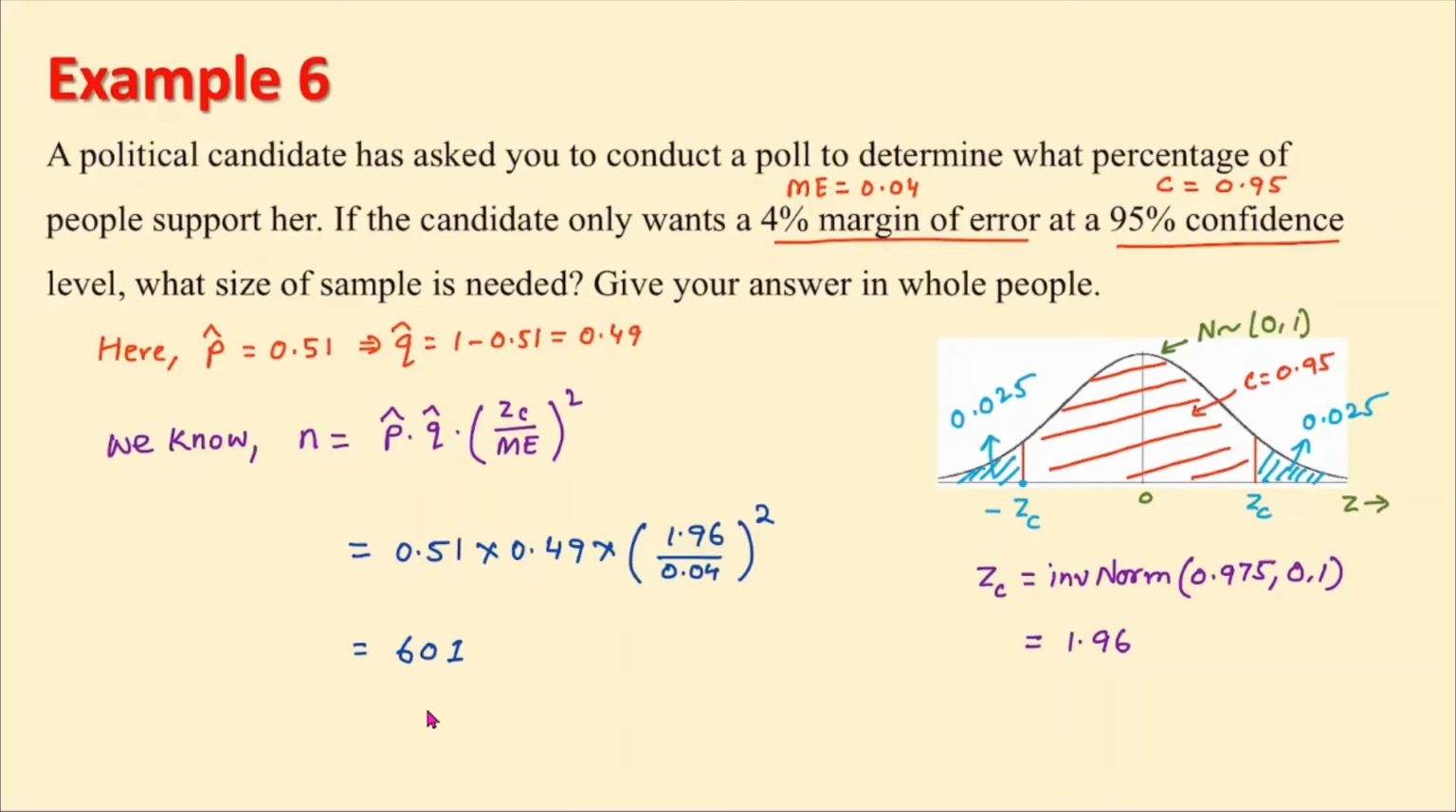So you must survey at least 601 people, okay, to check whether the candidates get the support from the people or not. And that will be within 4% margin of error at 95% confidence level.